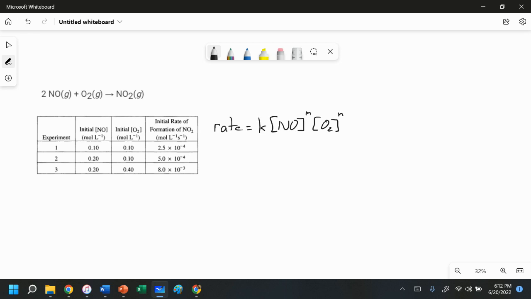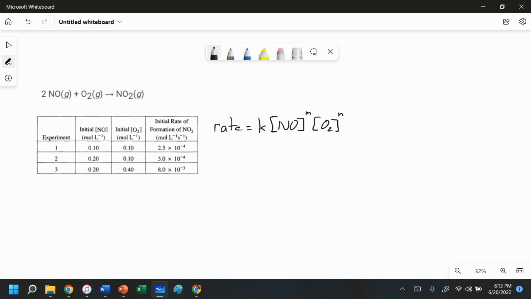Now we're going to compare that to experiment 2, and this is where things are kind of cool. If you look at it, we've kept the concentration of oxygen constant. Since the concentration of oxygen is constant, that's not going to change the rate of the reaction. But we doubled the concentration of NO. So we want to look at what doubling the concentration of NO did to the initial rate. 2.5 times 10 to the negative 4 became 5.0 times 10 to the negative 4. That doubled the rate of formation. So doubling the initial concentration doubled the rate of formation.